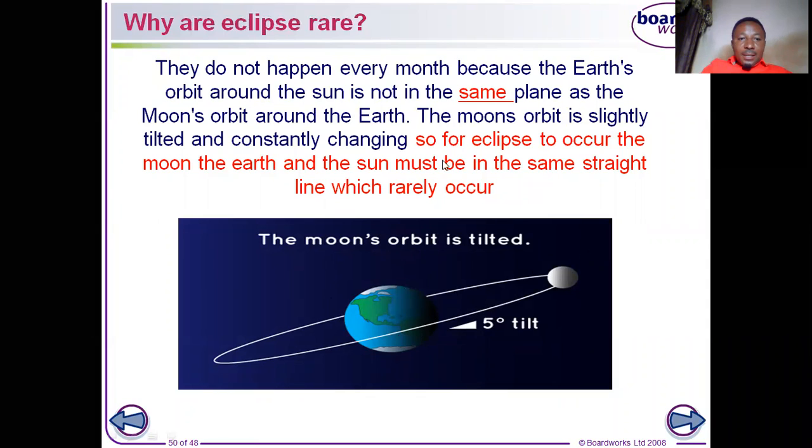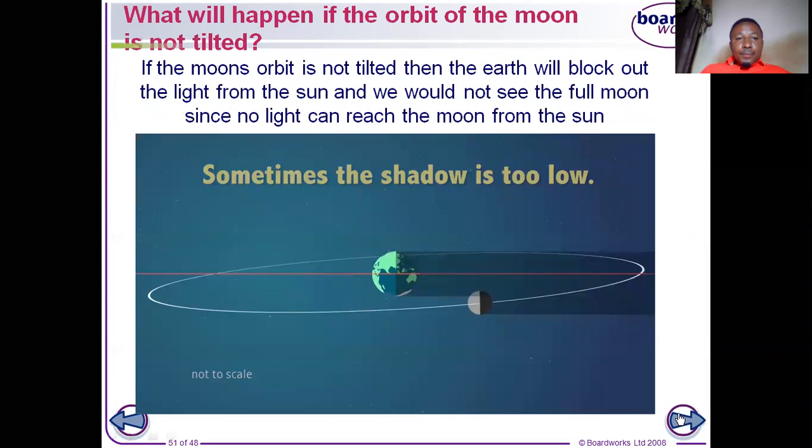The moon's orbit is slightly tilted and is constantly changing. So for an eclipse to occur, the moon, the Earth, and the sun must be in the same straight line, which rarely occurs. If the moon's orbit were not tilted, then the Earth would block out the light from the sun, and we would not see the full moon, since no light could reach the moon from the sun. Now, this is a consequence if it is not tilted.